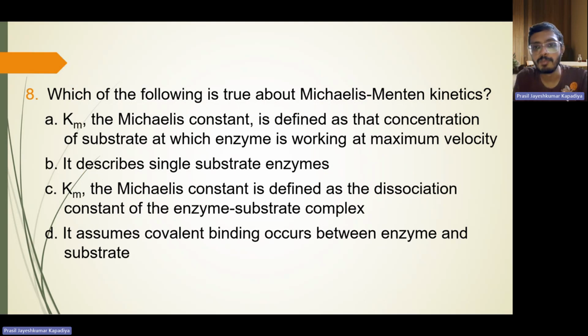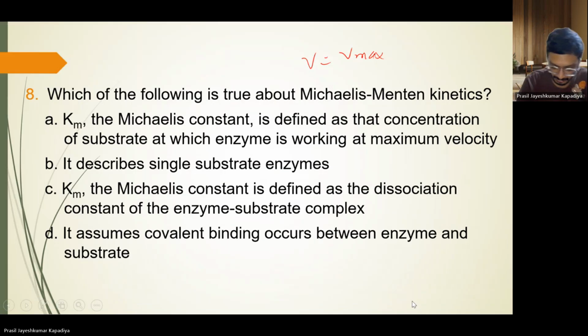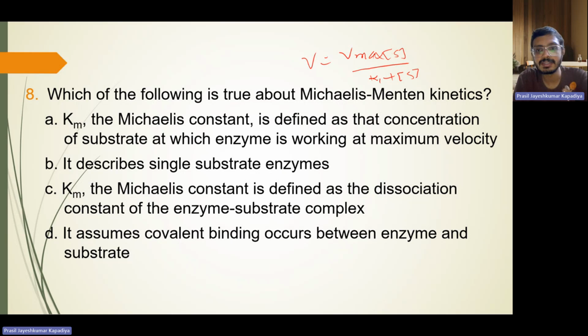Next, which of the following is true about Michaelis-Menten kinetics? So what is that kinetics given by? V is equal to V max into S over Km plus S. Okay. So what is Km? Km is the Michaelis constant, defined as the concentration of substrate at which enzyme is working at maximum velocity. No. So Km is defined as the concentration of substrate at which enzyme is working at not maximum velocity but at half of the maximum velocity. Correct? So this statement is wrong.